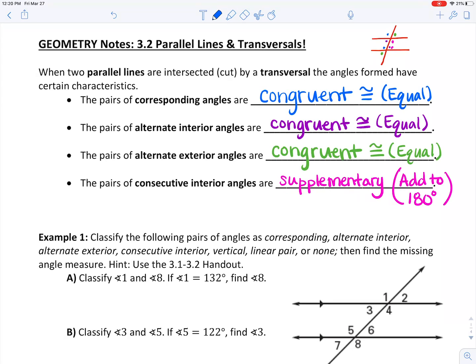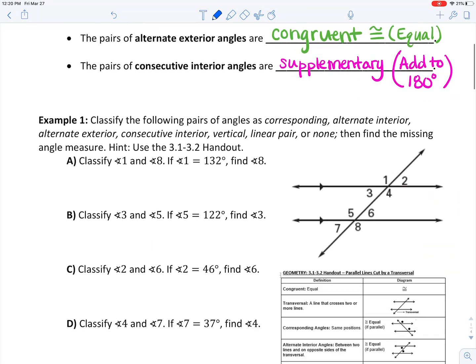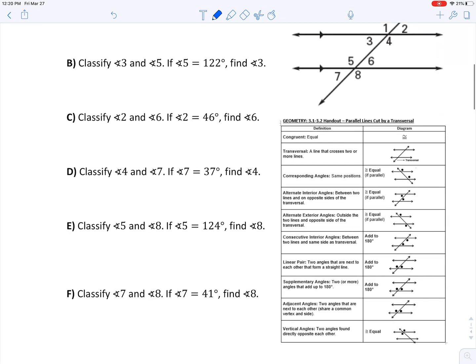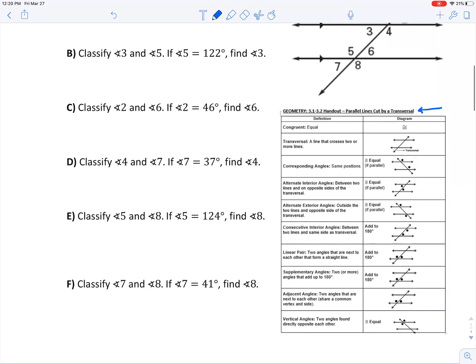Okay, if you're having a hard time remembering which all of these angles are, I encourage you to look at the 3.1, 3.2 handout. I also included it on these notes, although I know it's a little small on these notes. But take a look there because I have all of the different angles and then also an example of what it looks like. And just as we talked about at the top of these notes, I also wrote if they're equal or if they add to 180 degrees.